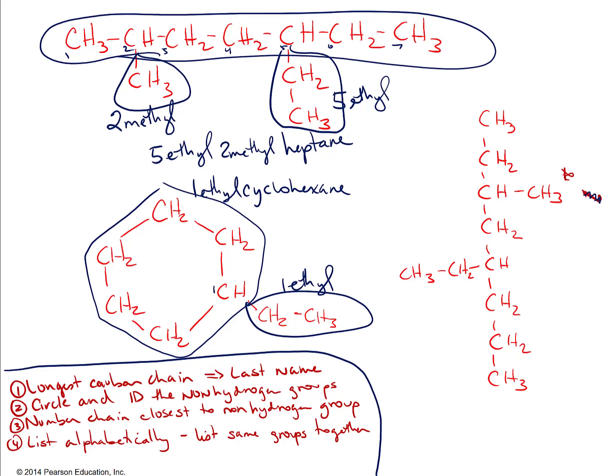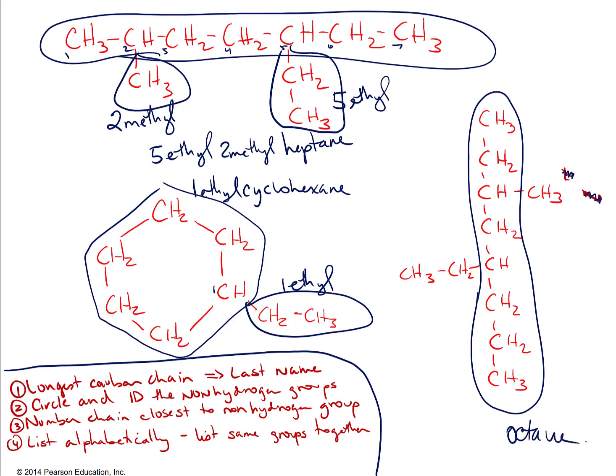So ignore these funny little squiggly things because I don't really know how they got there. But the rest of this: the longest carbon chain is an octane. So you see this? If I went this way, how come this isn't right? Because how long is that? It's only 7. So that's not long enough. So you want to find the longest carbon chain. So this makes it an octane.